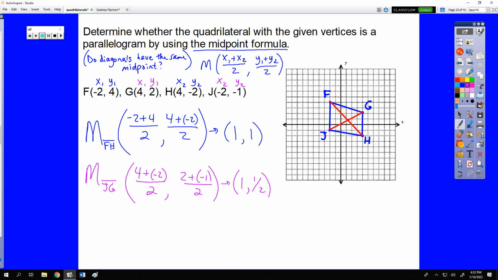Well, when we do that, we still get an x-coordinate of 1, but the y-coordinate is 1/2 instead of being 1. These are not equal, so our answer here is no. Okay? We've shown here that the diagonals do not bisect each other. If the diagonals do not bisect each other, because they don't share the same midpoint, that means that this is not a parallelogram. So that would be a no.